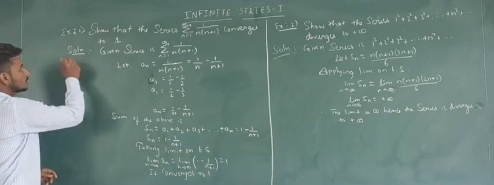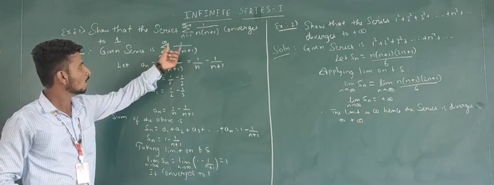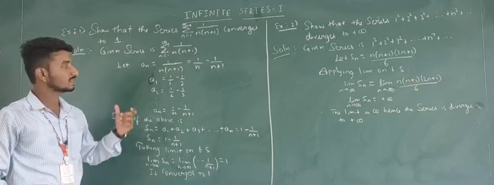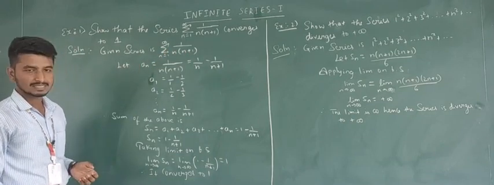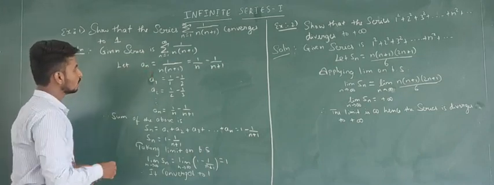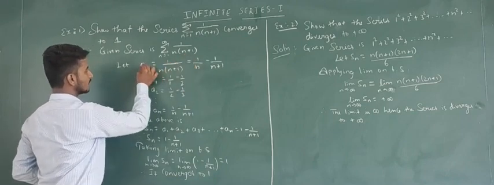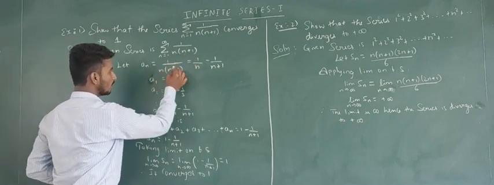See here in the solution, the given series is summation n equal to 1 to infinity 1 divided by n into n plus 1. So this is the given series. In this, the nth term an equals 1 divided by n into n plus 1.